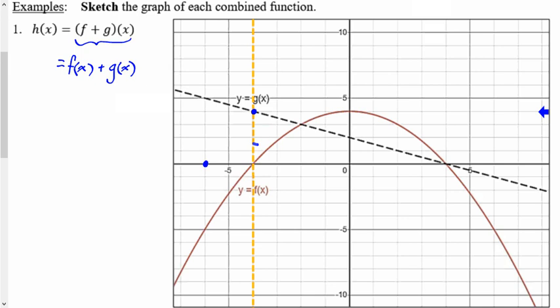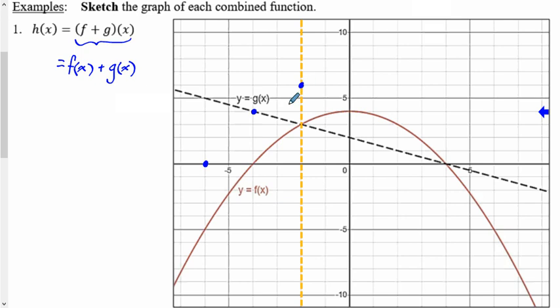Okay, let's drag this over. And again, I'm looking for some nice y values. Not so nice. There I have some nice y values. So my f of x function has a y value of 3. My g of x function has a y value of 3. 3 plus 3 is 6. Add them together, and I'll get this point up there.